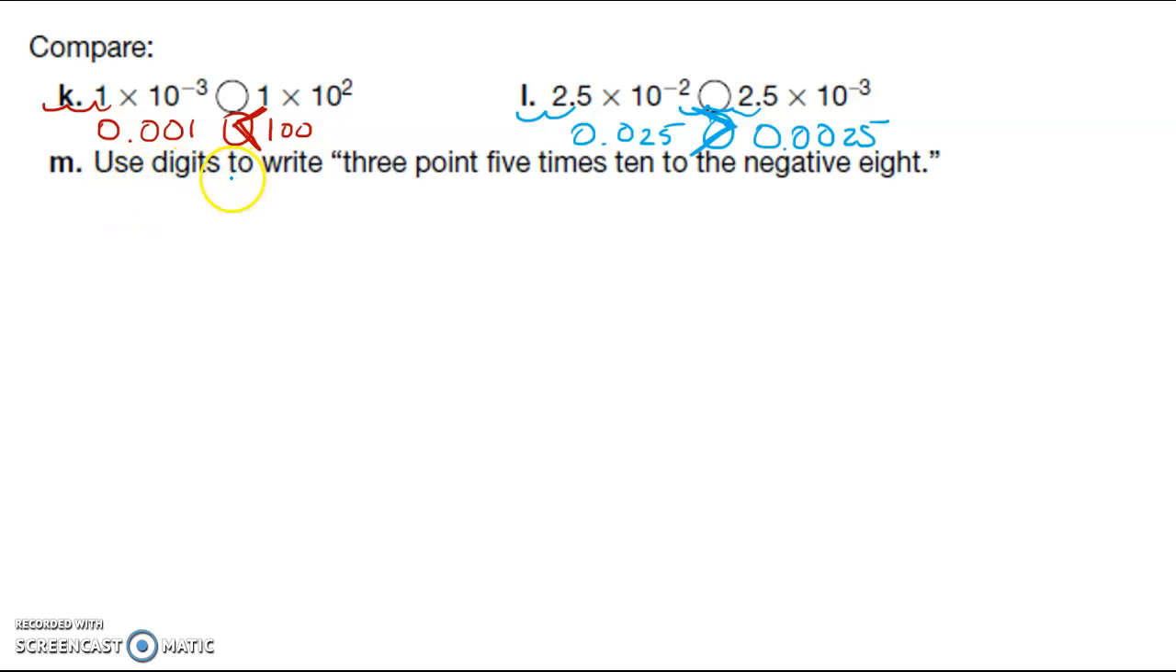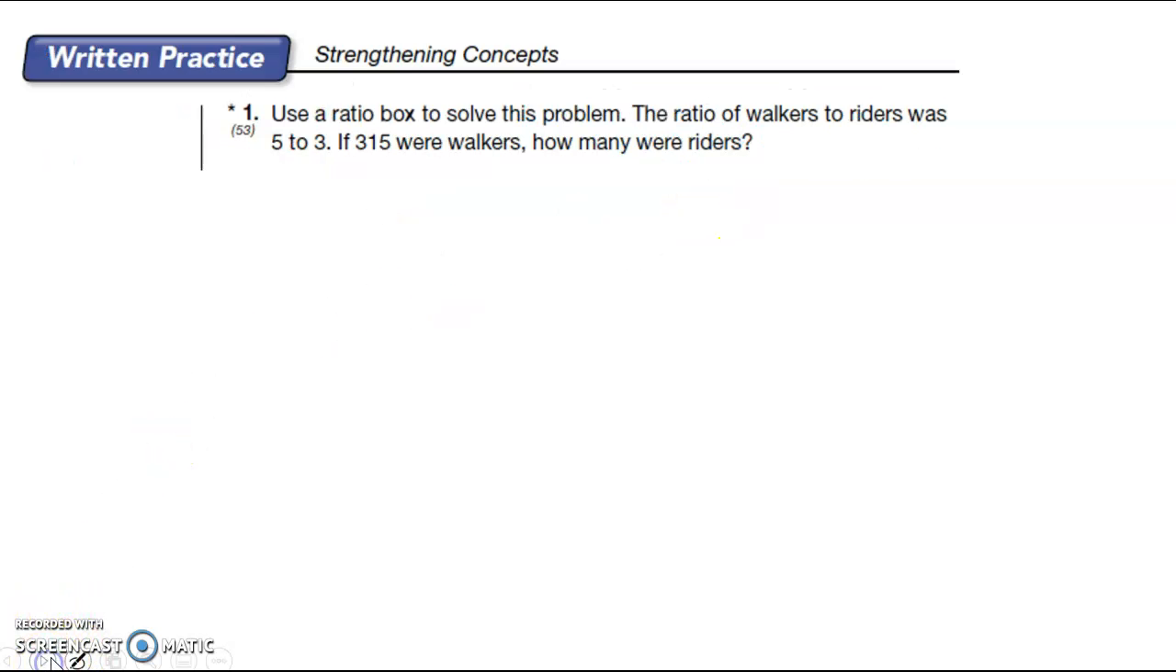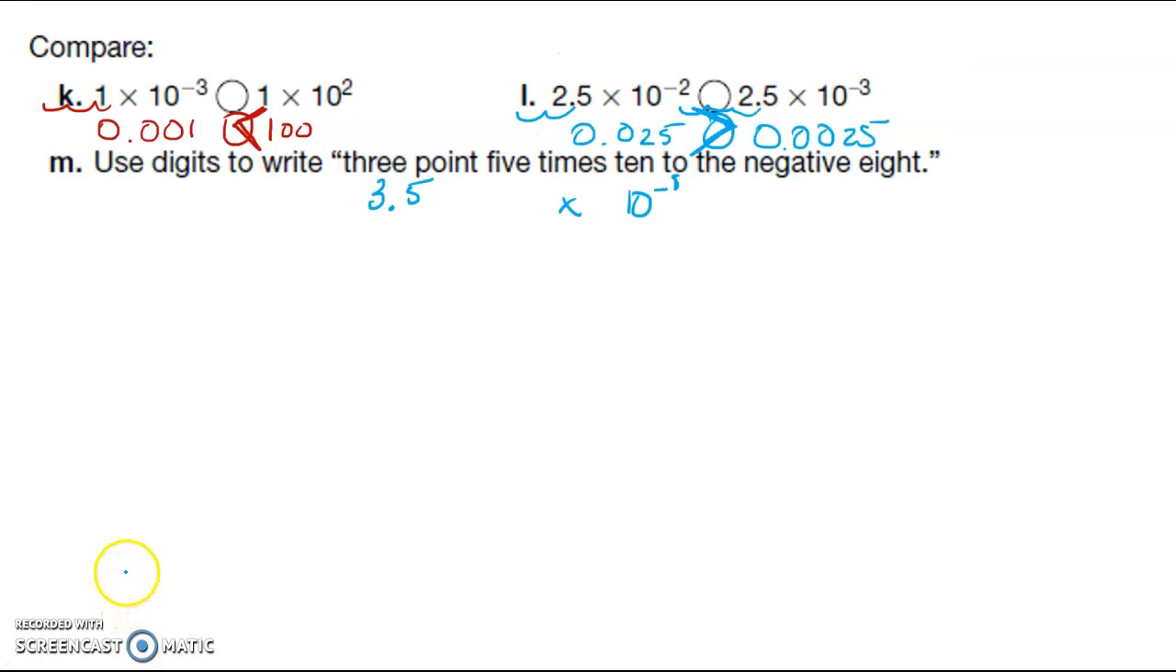M says use digits to write 3.5 times 10 to the negative 8. That's kind of self-explanatory. But here's my first starred problem, so I'm going to stop on the practice set.